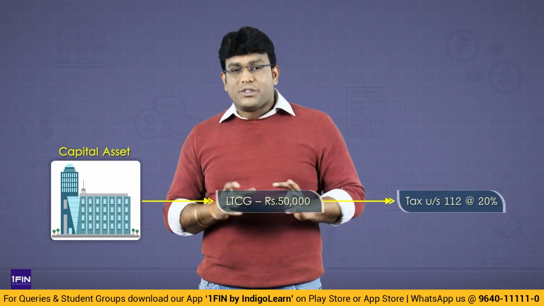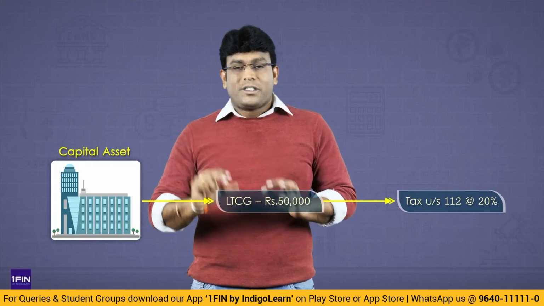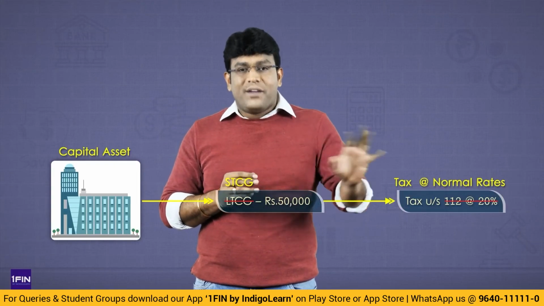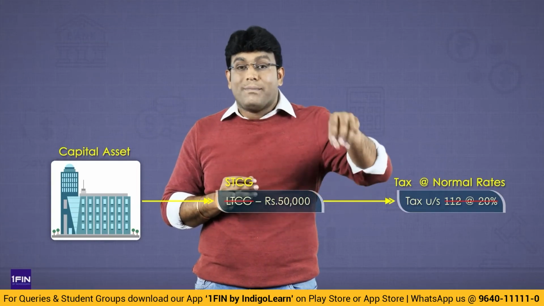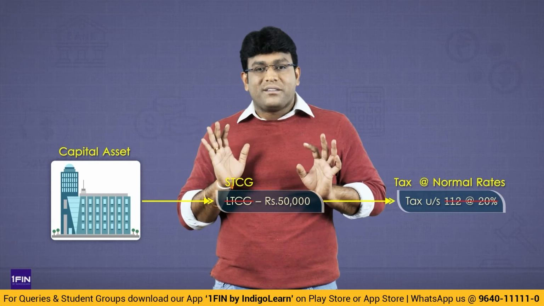So let's take one example here. Let us say there is a sale of building and there is a long term capital gain of 50,000. What tax will come? On 50,000, straight 20% tax, section 112. What if it is not long term but short term? We will apply slab rates. What is that slab rate? We will talk in detail. We will call it normal rates. For individual it is different, for company it is different, for partnership firm it is different.